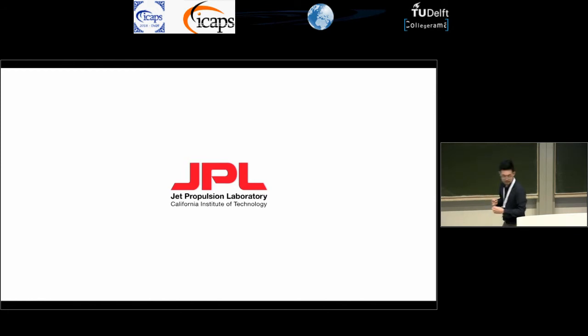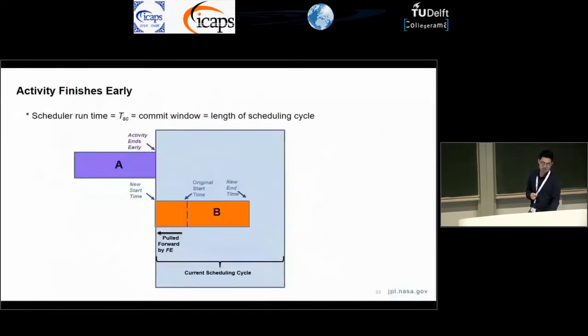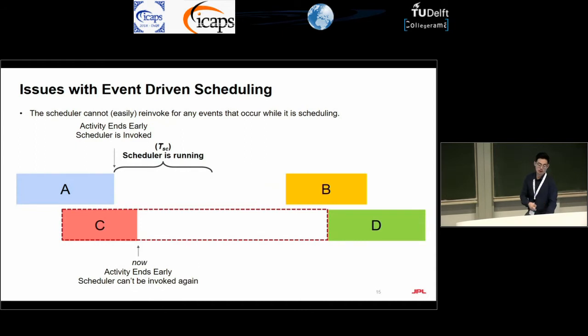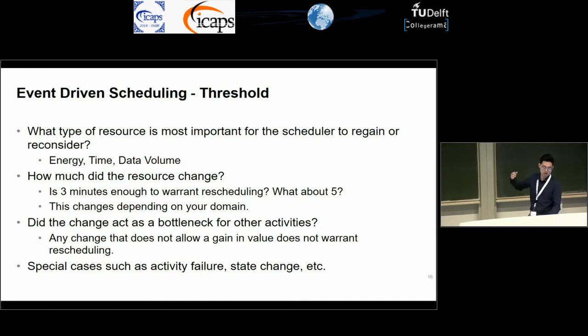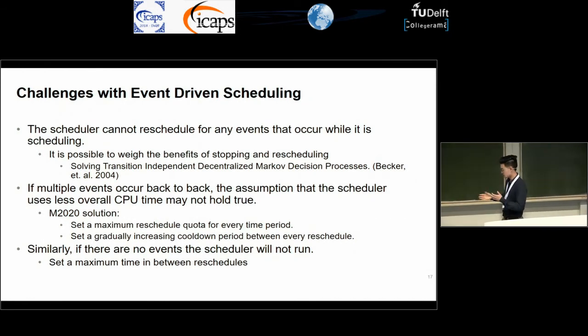So if you have changes in parallel, as you showed, can you just stop your plan at any time and then incorporate the new change? Yeah, you could potentially stop it right there and re-invoke the scheduler. In the next slide, I talk about how there's research done on determining whether or not you should do that. We just choose not to do that because it's kind of complex. You have to determine whether or not it's worth it to stop the scheduler and re-invoke.